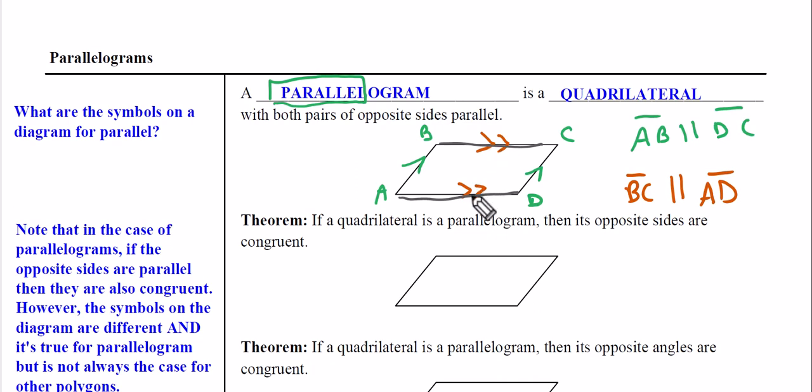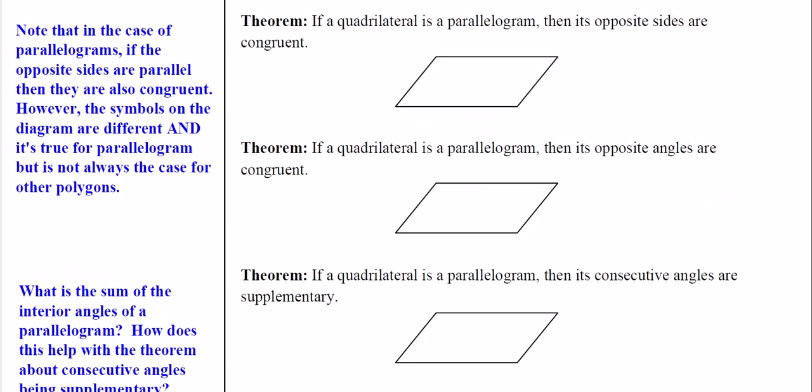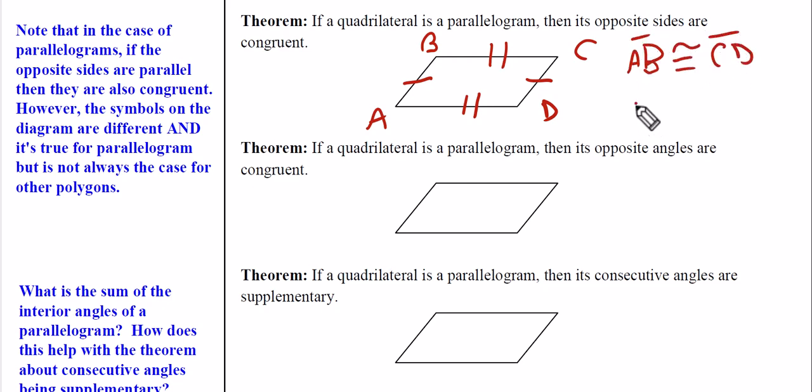So this is what I mean by opposite sides. Opposite is across from the other one. So if it's a parallelogram, we're instantly guaranteed that the opposite sides are parallel. So that's one fact that we know about parallelograms. Here's another fact: if it's a parallelogram, then the opposite sides are congruent. So not only are they parallel, but they are also congruent. So we can say that AB is congruent to CD, and we can say that BC is congruent to AD.